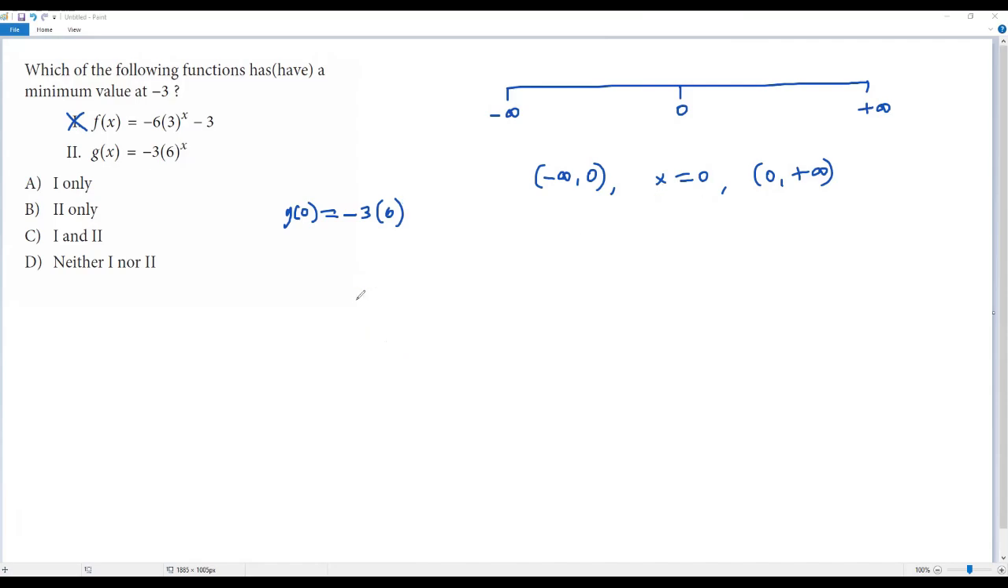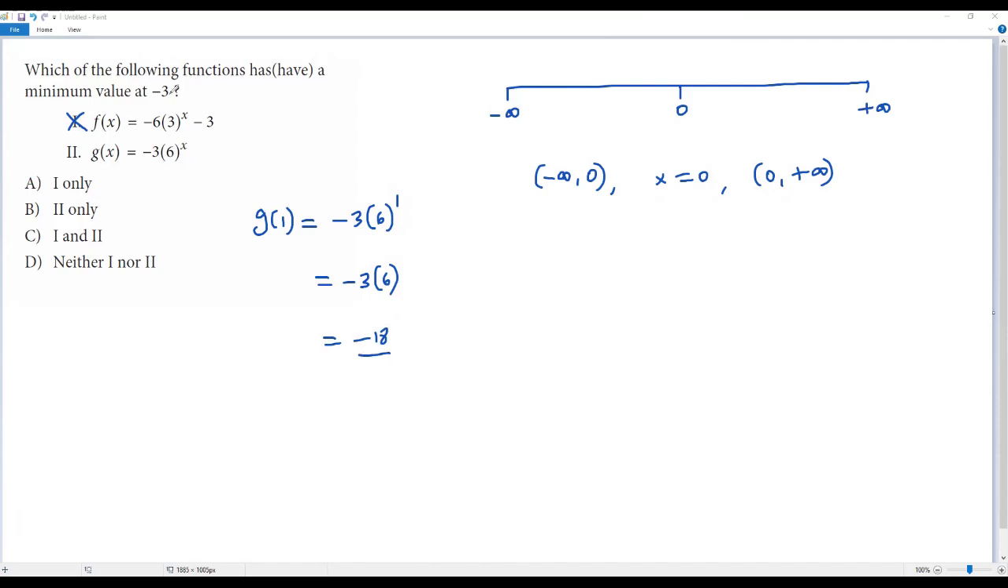Okay, now let's move to the third part of the domain, that is 0 comma positive infinity. Let's choose a random value in the third part, that is 1. Let me plug in a 1 for x into the function g of x. Then we get g of 1 equals -3 times 6 to the first power. Okay, 6 to the first power is just 6. -3 times 6 is -18.